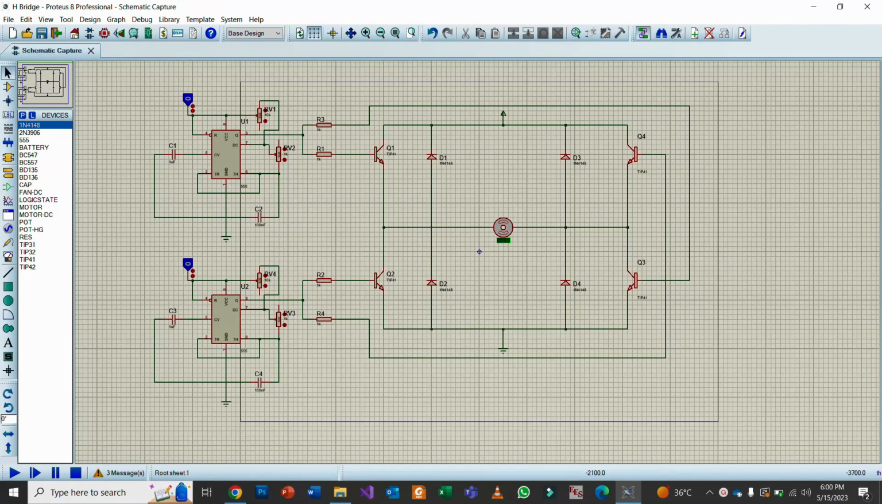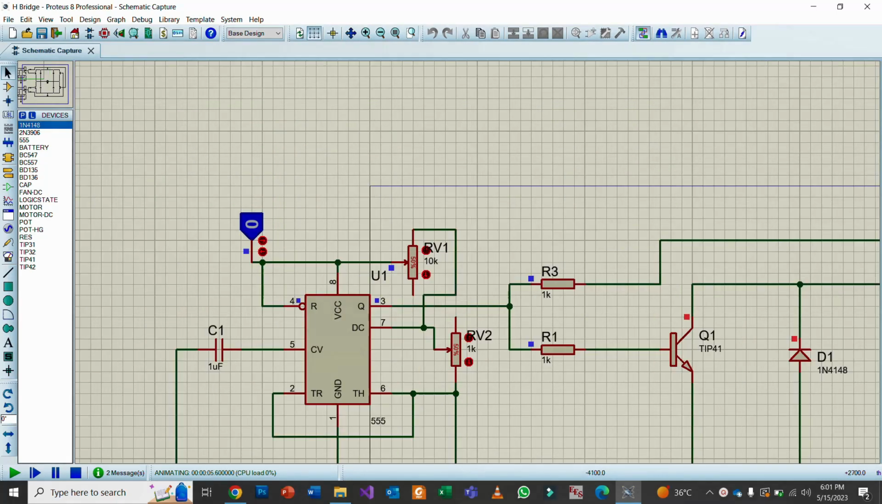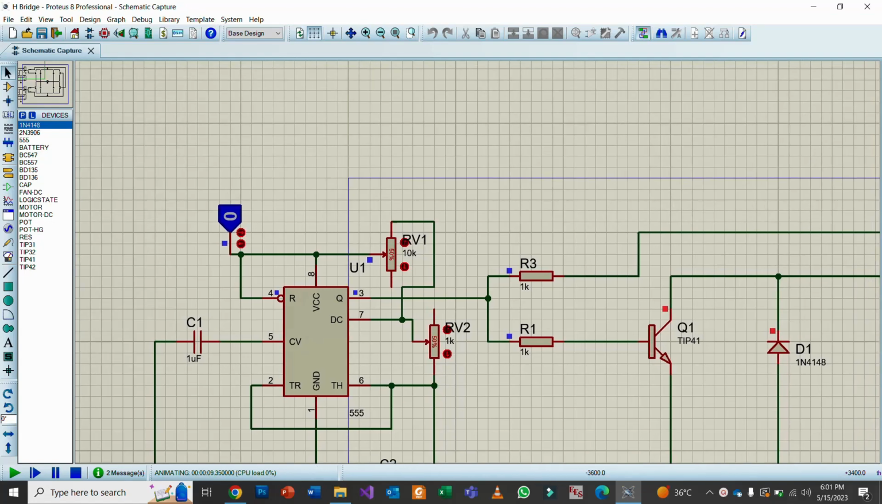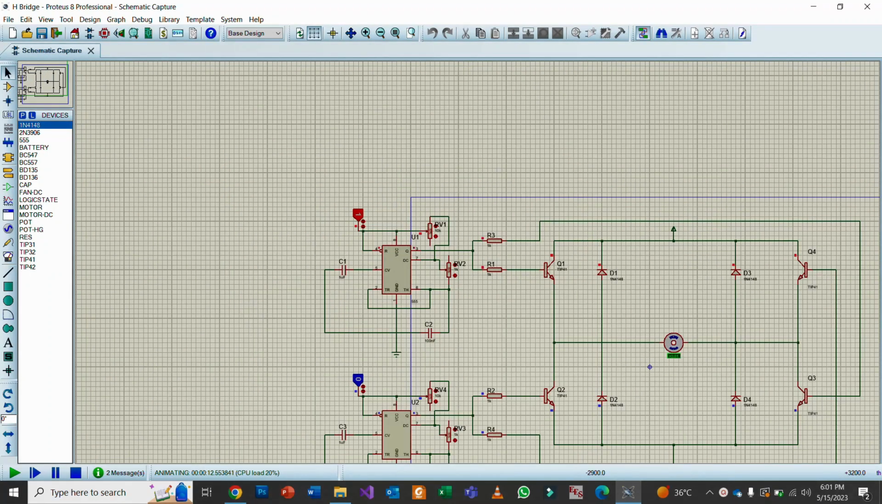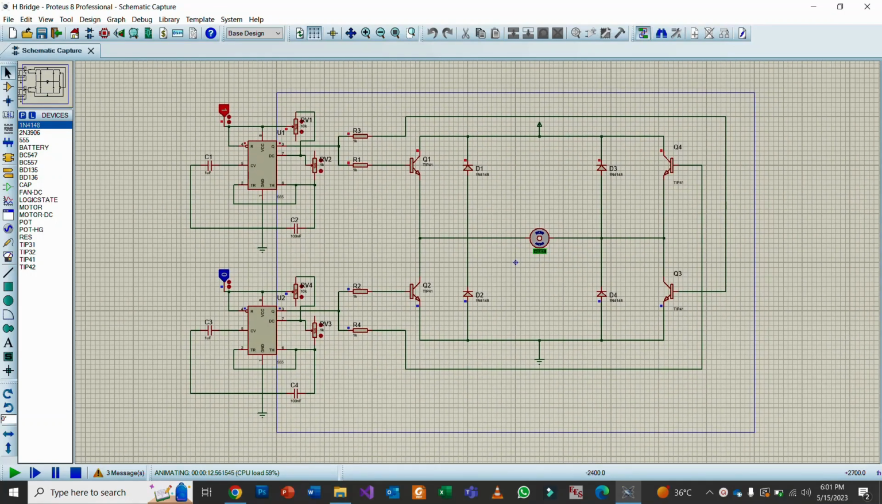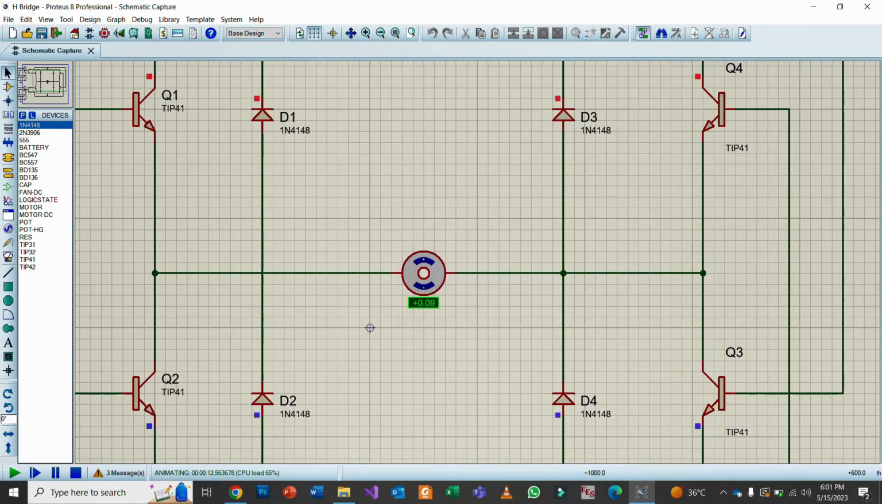Now we will see how we can control the speed of the DC motor using 555 timer ICs. Here we have two resistances in the circuit of the 555 timer IC, which will help us in controlling the duty cycle and the high time and low time of the input provided by the 555 timer IC. Here we can see R1 is 10 kilo ohms and R2 is 1 kilo ohm, and if we turn on the input 1, we can see the motor is rotating in a clockwise direction and the potential difference across the motor is increasing at a normal speed.